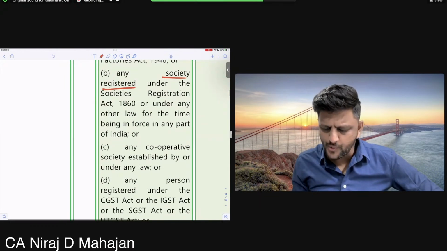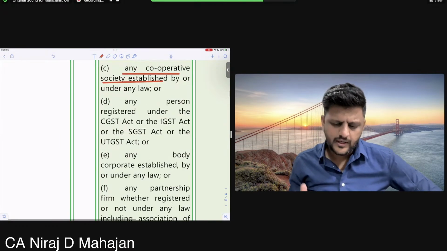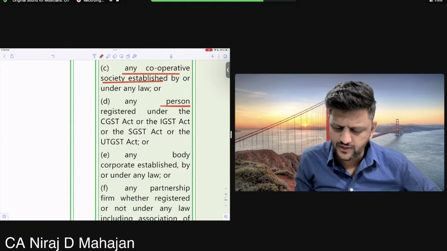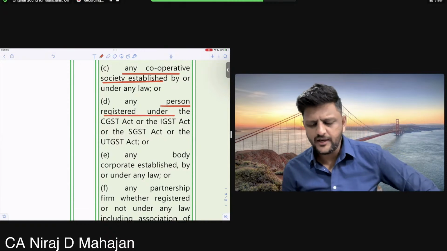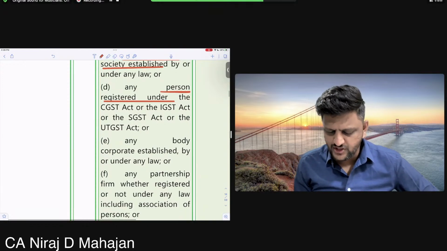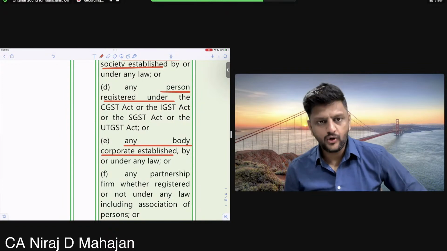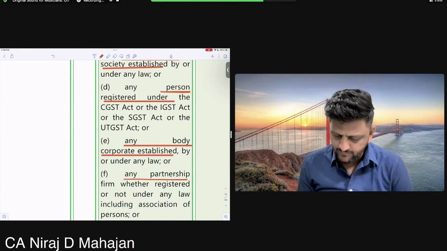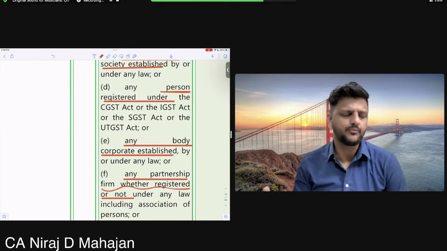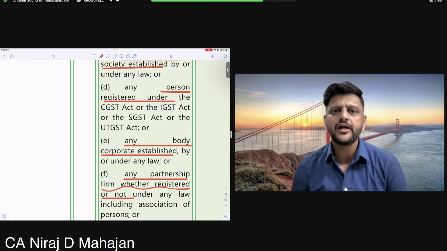Or any cooperative society established by or under any law. Any person registered under CGST Act or IGST Act or SGST Act or UTGST Act, or any body corporate established by or under any law, or any partnership firm, whether registered or not. But in Partnership Act we give both of them same importance. At least they are available, or you can say they are a partnership firm. We don't say they are not a partnership firm at all.